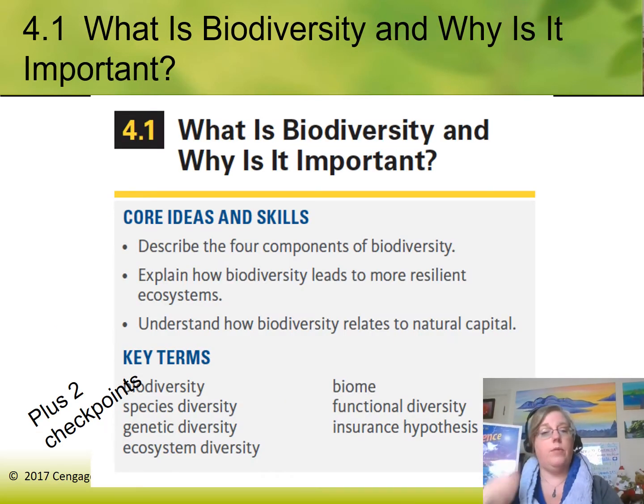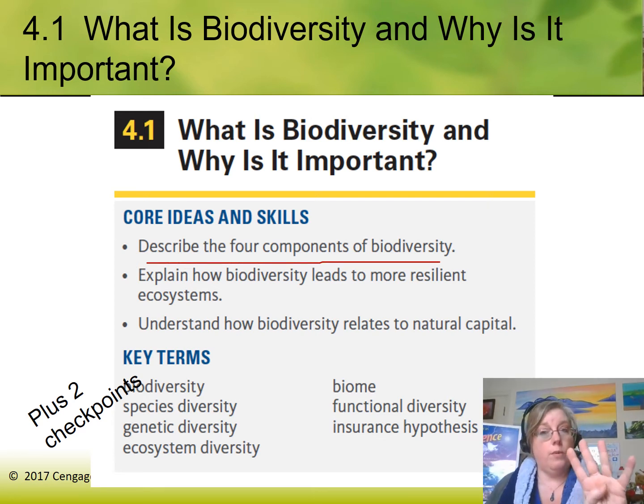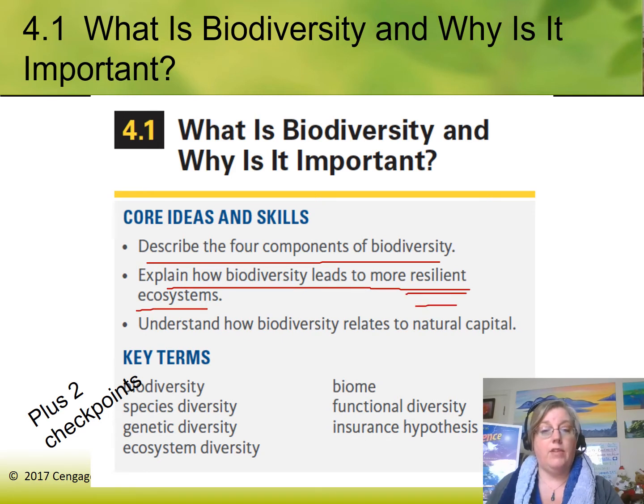Again, here are the three basic keys of what we're going to be learning here. Describe the four components of biodiversity. I just told you there's four parts, so you'll need to know and list the four parts. And this one says, explain how biodiversity leads to more resilient ecosystems. Resilient means it can bounce back if something bad happens. All right, so we're going to talk about that too.